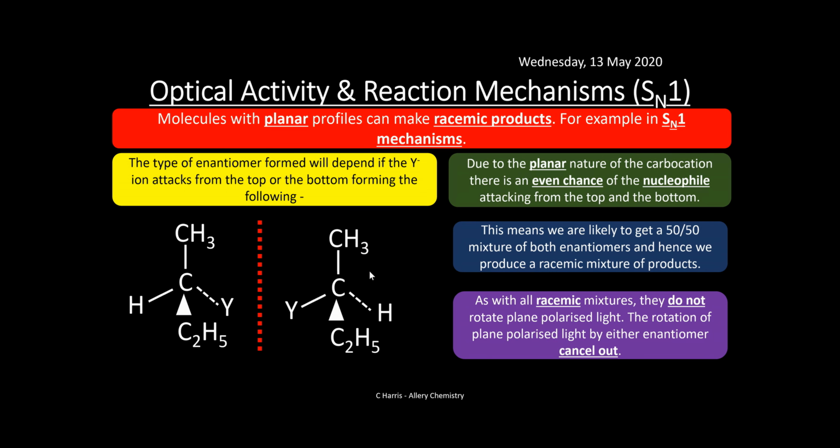You've got to be really careful with that, because you might shine plane polarized light through a sample and it doesn't rotate it, and you might think, oh well, there are no chiral centers in there, or there are no polar substances in there. Well, there might be. It just might be an equal mix. It might be a racemic mix. So don't automatically think that there are no chiral products in there if it doesn't rotate plane polarized light. You've always got to have in the back of your mind that it could actually be a racemic mix.